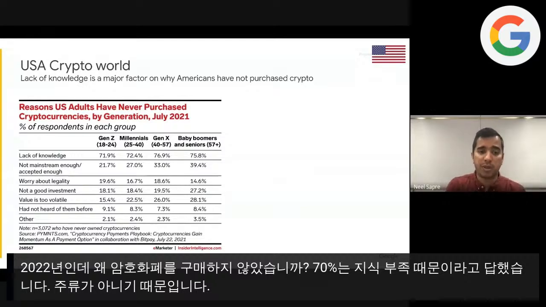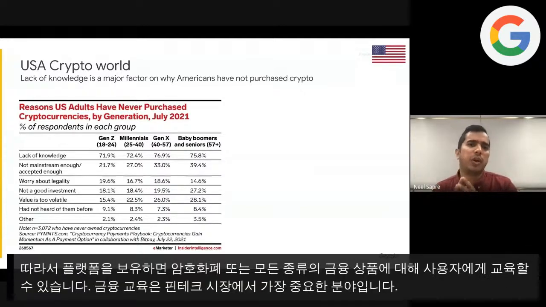Of course, a lot of people worry about many factors such as legality, but a lot of them just don't have enough knowledge. So one very important point that I always stress for any crypto or any financial app is to have some sort of a platform where you can educate your users as to what is the world of crypto or lending or any sort of financial instrument.